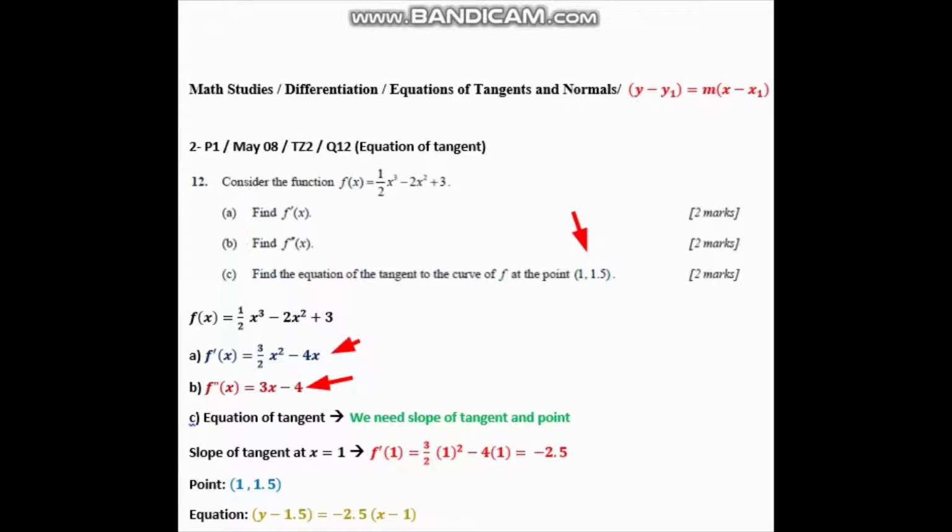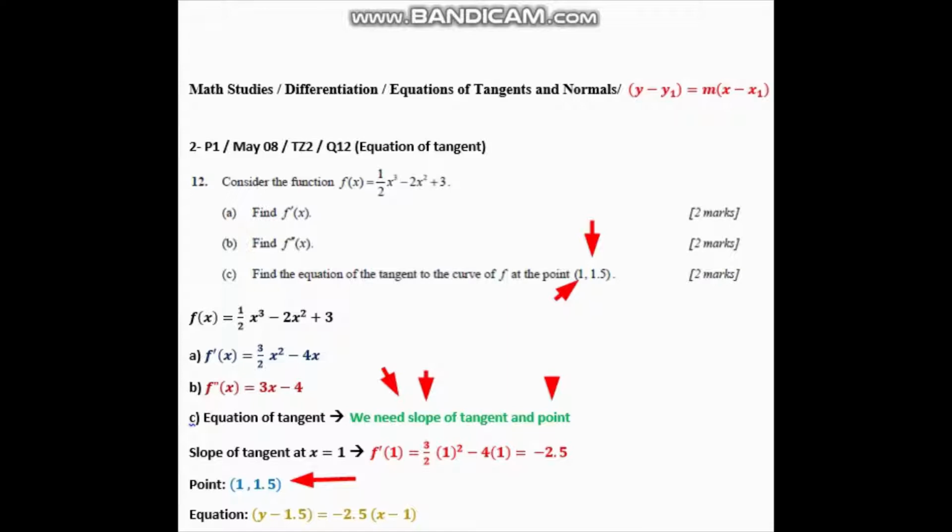We start by remembering that the equation of the tangent, or of any line, requires a slope and a point. And we are given the point in the question. So this is fine. This is done. What we need to do is to find the slope of the tangent. And the slope of the tangent is found by getting f dash of x and evaluating f dash of x when x equals 1, because this is the x value of the point that I require.